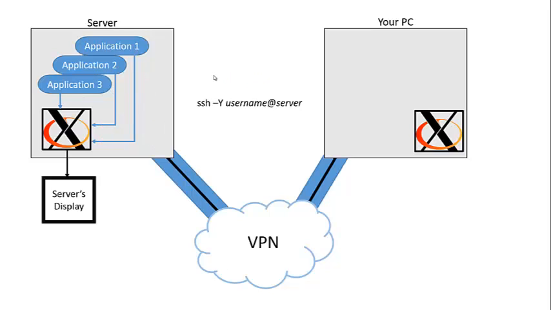So, what we need to do is change our command to SSH -Y, then your username at the name of the server you're connecting to. This capital Y tells the connection to redirect the video to your local X server.